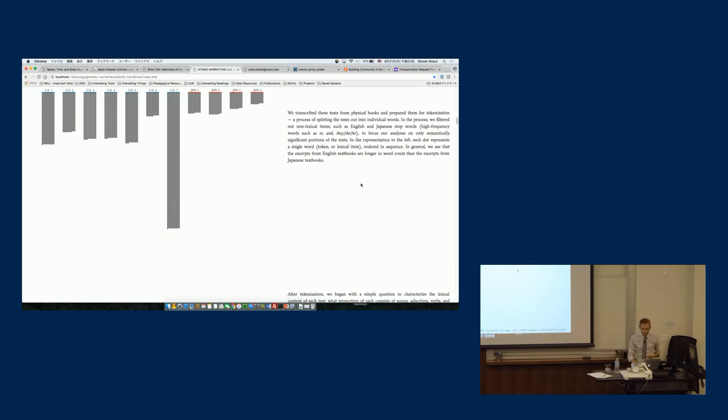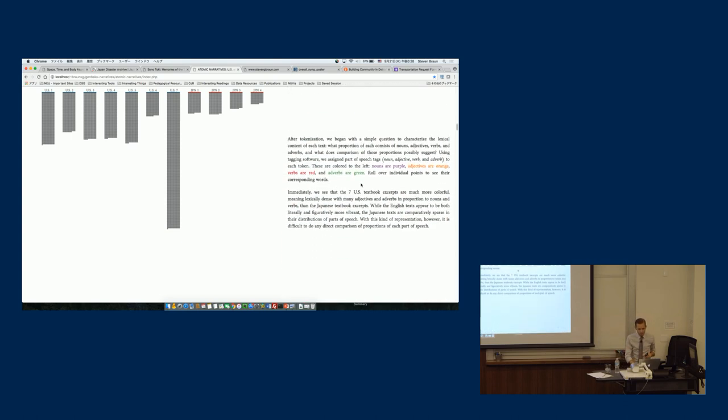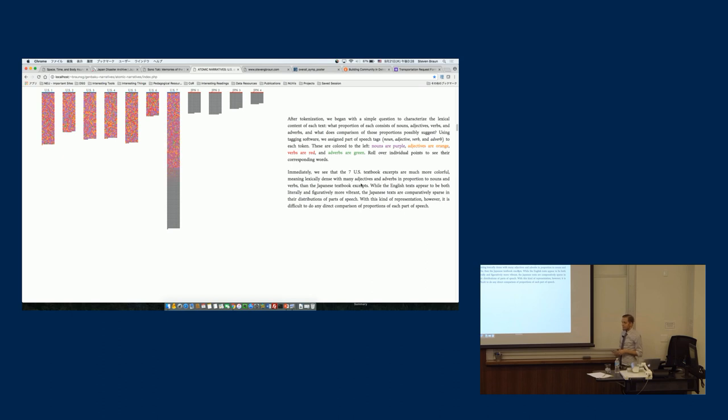So with this particular project, I wanted to find a few different ways of visualizing the texts in a way that would make people think about the texts in a new way. So the first and most basic thing that I did was, after tokenizing these texts, I did some part of speech analysis. Okay? So I did some very basic natural language processing analysis and determined what words in these texts are nouns, what are adjectives, what are verbs, and what are adverbs. So we see here that nouns are purple, adjectives are orange, verbs are red, and adverbs are green.